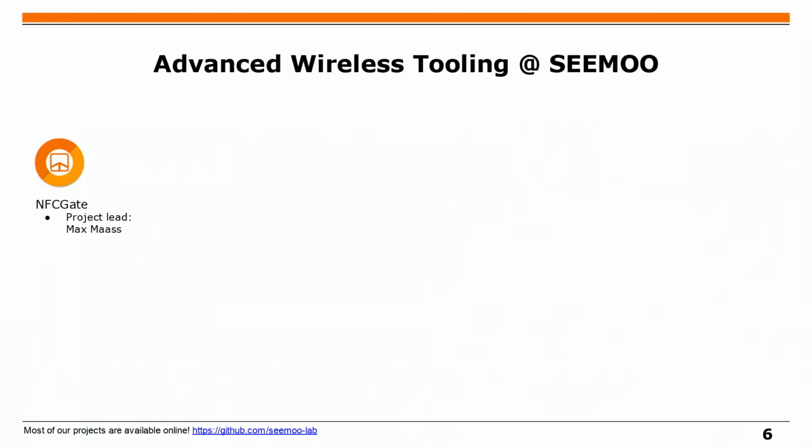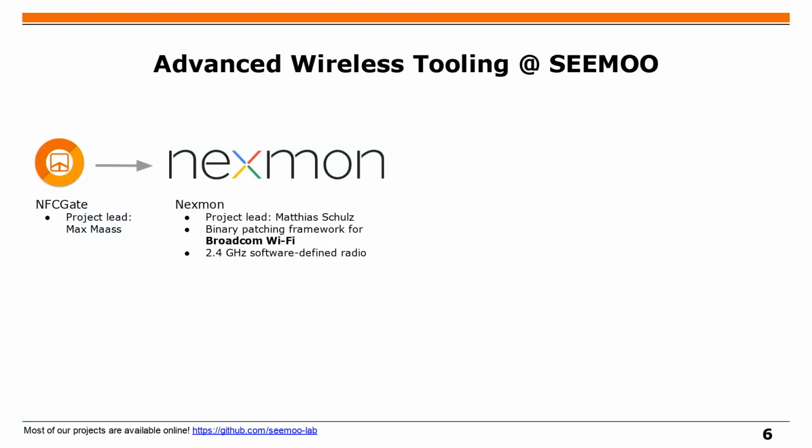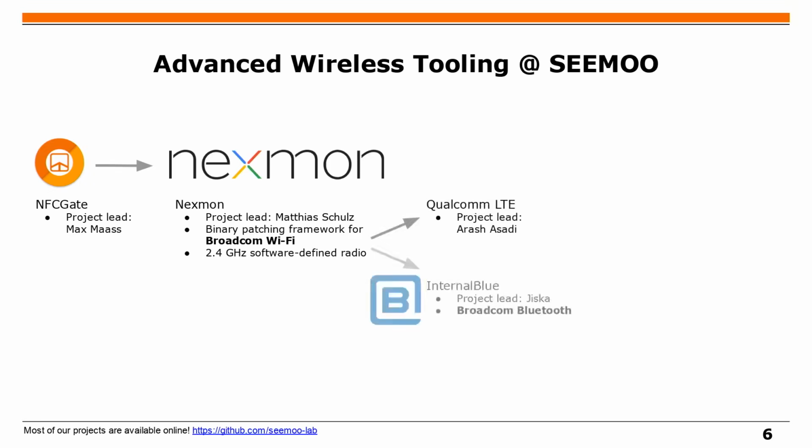So within the group I'm working at, we had a lot of wireless research and also tools that we released. The first one, I think, that was running on a mobile phone is NFC Gate, which is currently managed by Max. Then there is Nexmon, which is our largest project, which is patching of Broadcom Wi-Fi. And Matthias, who did that, reached his goal by saying, I now have kind of a software-defined radio in a commodity Broadcom Wi-Fi chip. And so he was a bit bored and kicked off 2 new projects before he left, which he then handed over. The first one is Qualcomm LTE, and the second one was Broadcom Bluetooth, which I ended up with.